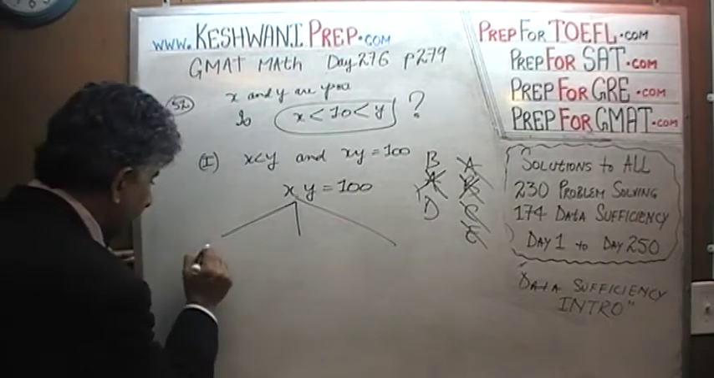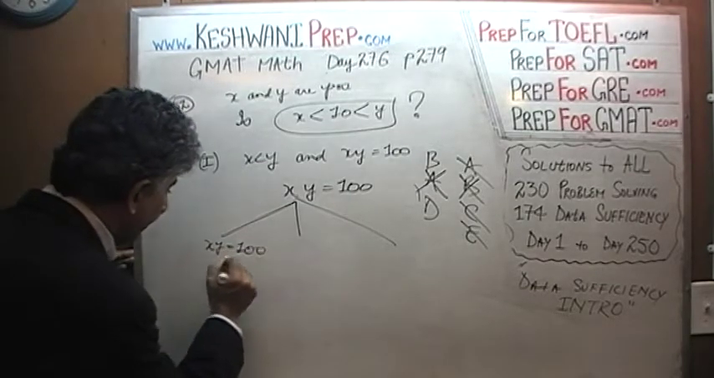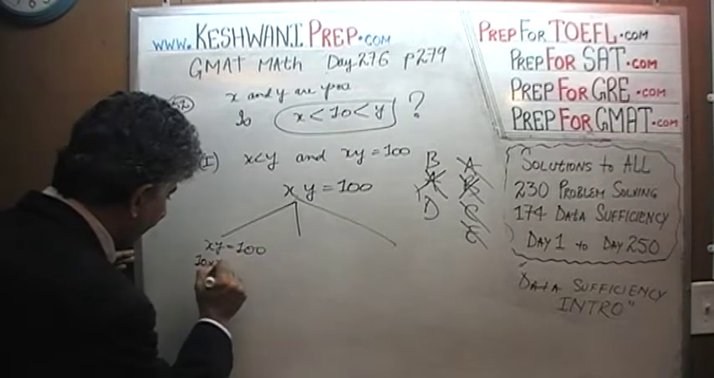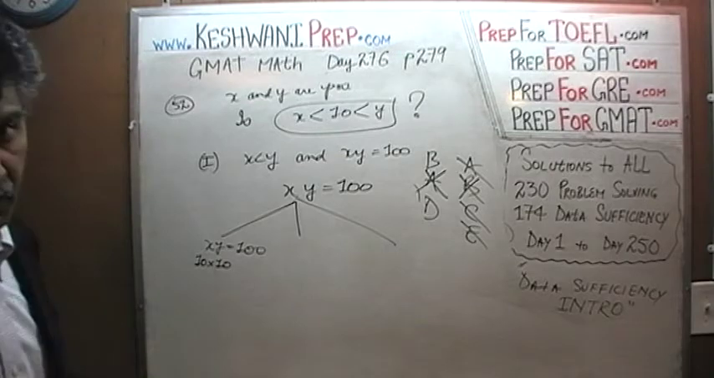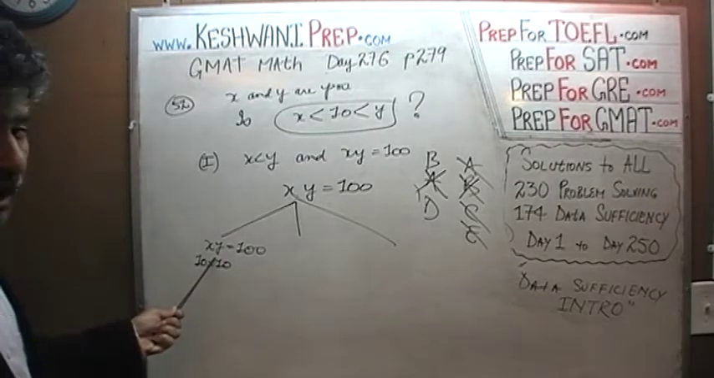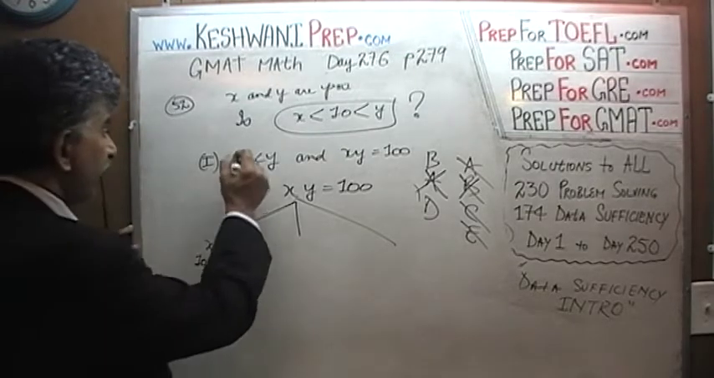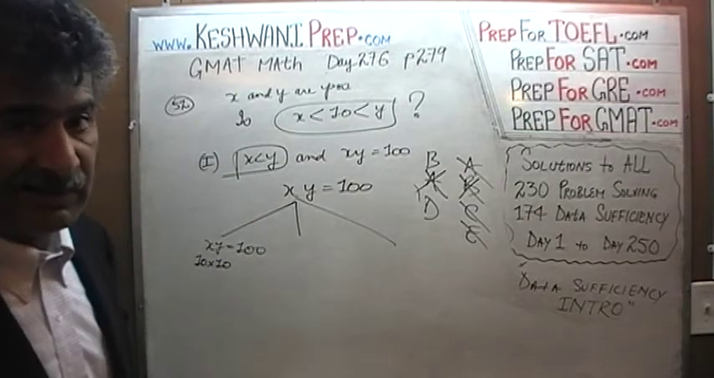One is where x and y are both 10. X is 10 and y is 10. 10 times 10 is 100. Of course, anybody can see that. But they have ruled out this scenario by telling us that one is less than the other.